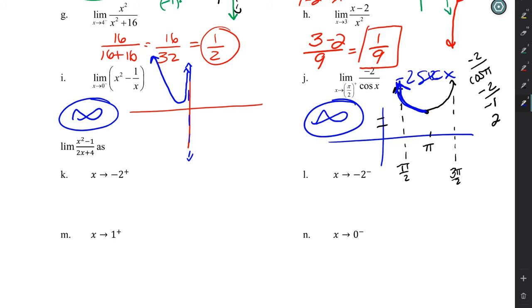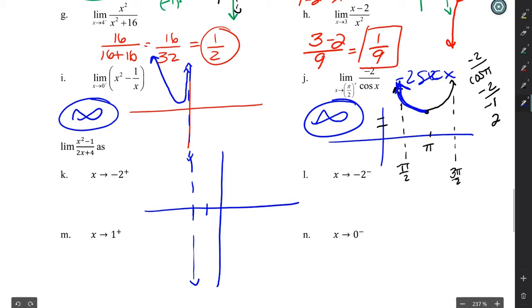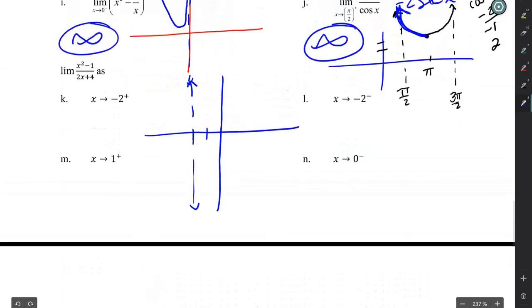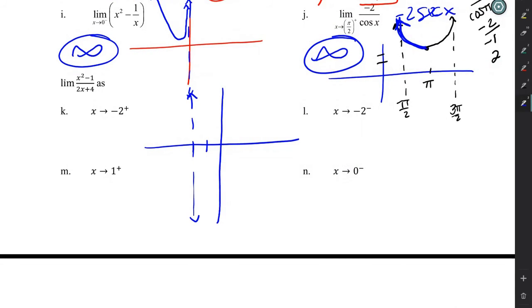For the next example, I'm going to use the function x squared minus 1 divided by 2x plus 4. The first thing I'm going to do is set the denominator equal to 0 and solve, and find out that I have an asymptote at negative 2. Now, in this case, I have a slant asymptote, not a horizontal asymptote.